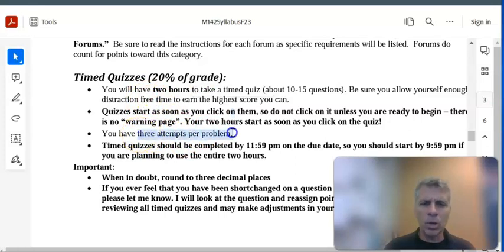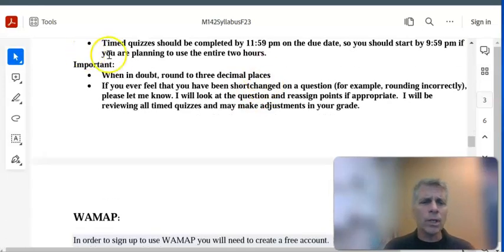You get three attempts per each problem on the timed quizzes. This is really good practice, and a little bit of accountability for yourself, making sure that you are good on things. A couple of little rules of thumb: when in doubt, round to three decimal places. If it doesn't tell you what to round to, round to three decimal places. And this part right here, super true.